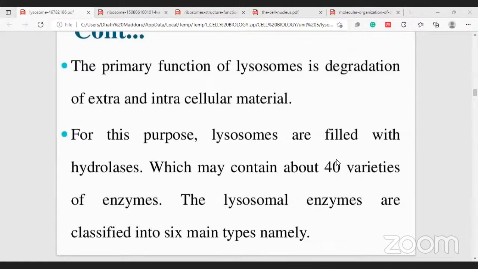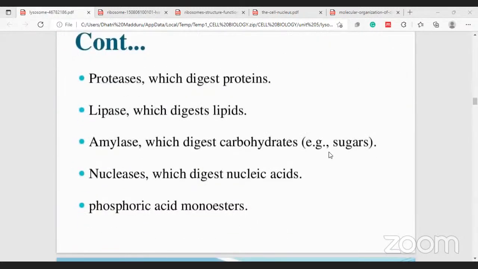So for this purpose, lysosomes are filled with hydrolases. Hydrolases are the enzymes. Here 40 varieties of enzymes are present. Mainly these are classified into 6 main types. Proteases, which digest proteins. Then lipases, which digest lipids. Amylases, which digest carbohydrates, especially sugars. Then nucleases, which digest nucleic acids. Phosphoric acid monoesters. So these are the different forms of enzymes which are present.